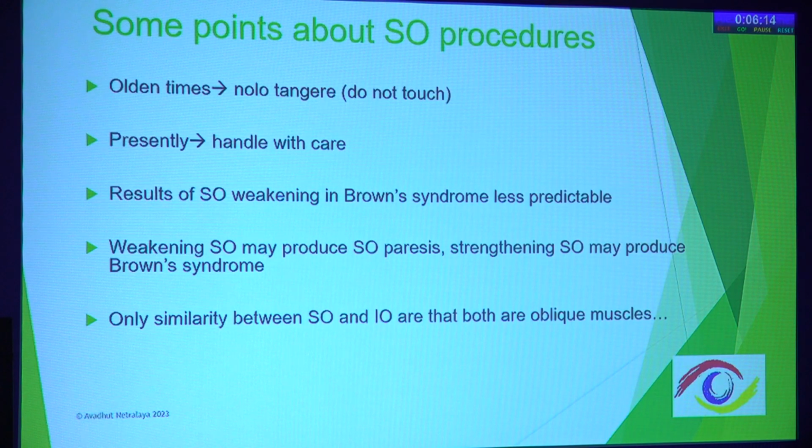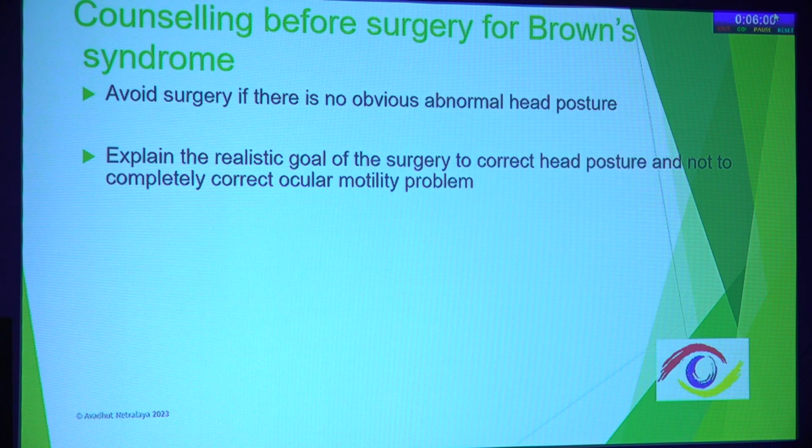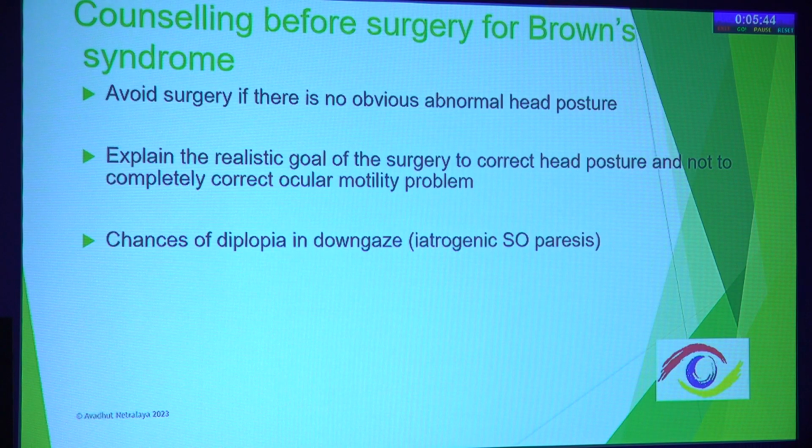Except for the name oblique, there is no similarity as far as surgical point is concerned between superior oblique and inferior oblique. So if you are contemplating a surgery for Brown syndrome, try to avoid it as much as possible. Consider it only if there is abnormal head posture without any sign of remission. Set a realistic goal for the patient, that it is mainly to correct the head posture, and actually this part applies to all squint surgeries for restrictive strabismus: head posture is what we need to correct, and ocular motility might improve but not completely correct itself.